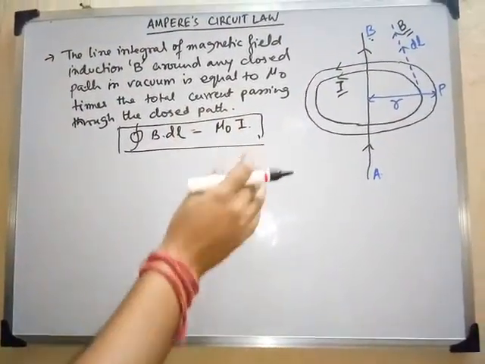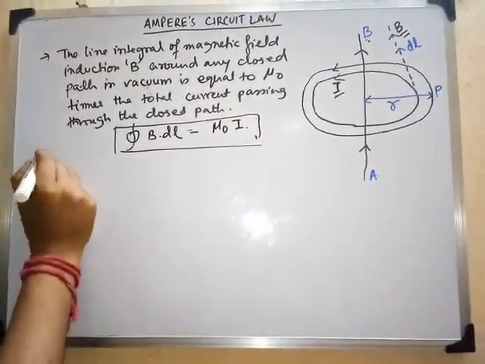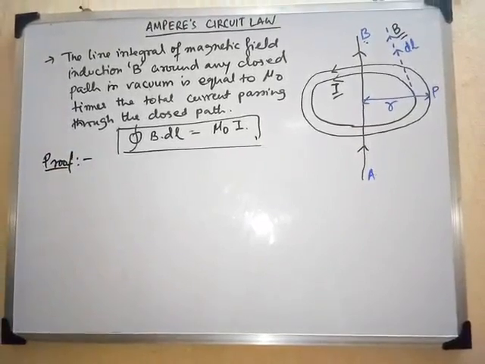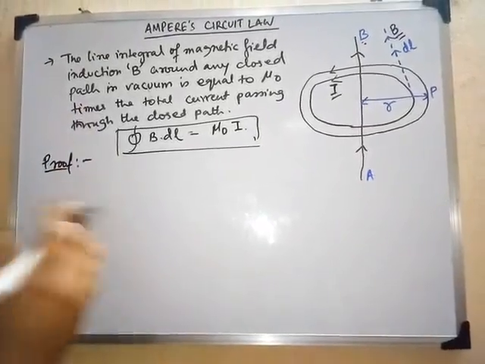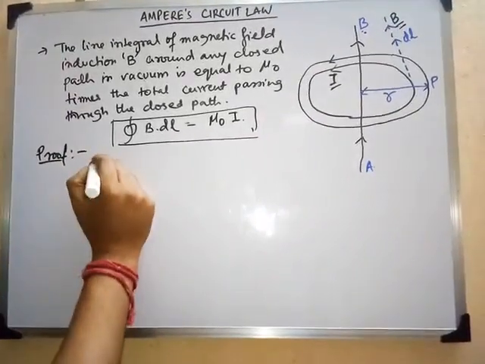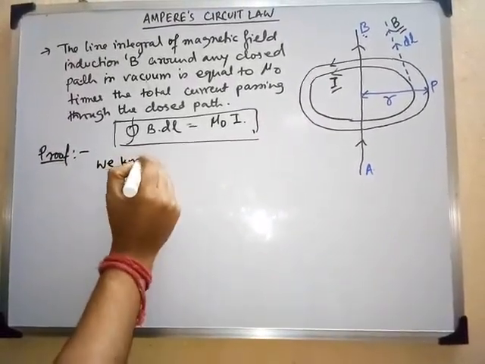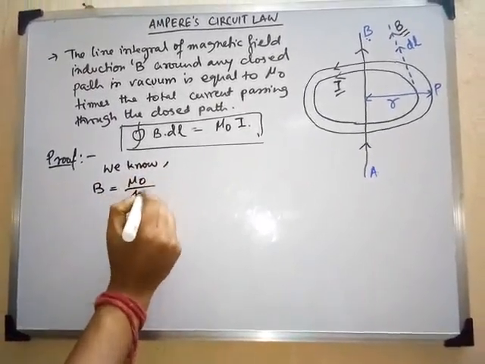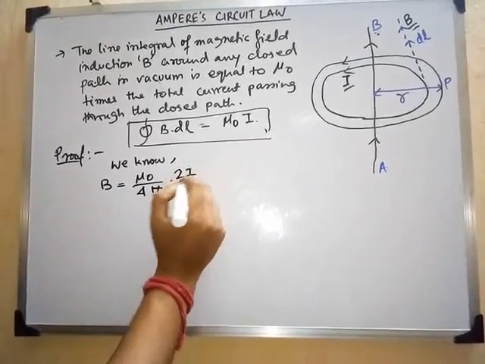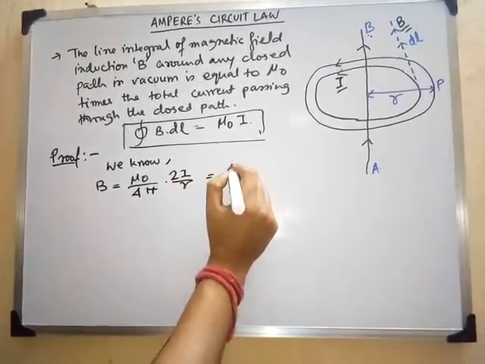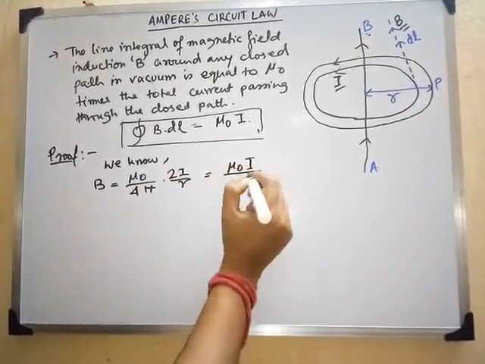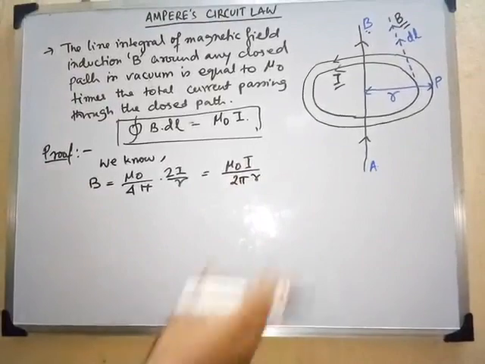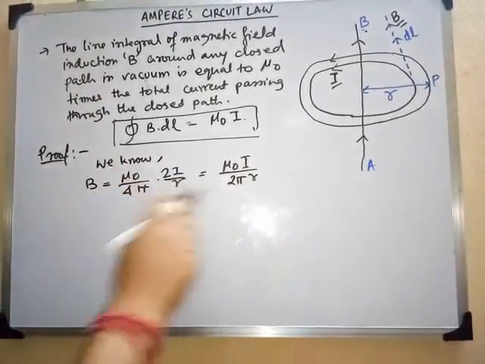Now let us see whether this is true or not, or rather we will see how to prove this Ampere circuit law, right? From applications of the Biot-Savart law that you have previously studied, we know that B is given as mu naught by 4 pi into 2I by R, or we can say this is equal to mu naught I by 2 pi R, right? This was from application of Biot-Savart law, we have arrived at this equation previously. So we know this equation.